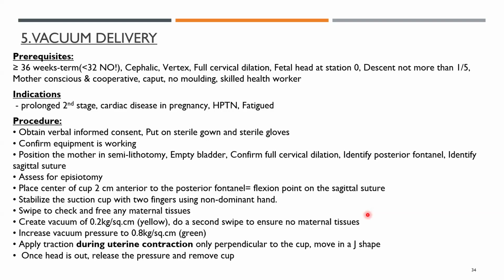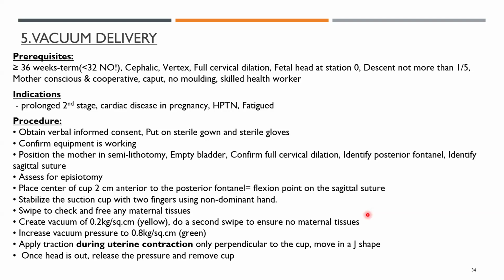Number one, obtain a verbal informed consent. If you can't get a consent, at least inform the mother what you're doing and why you're doing it. Put on your sterile gown and your gloves. Make sure your equipment is working. So what do you do when I say make sure your equipment is working? Place the suction cup on your hand and create a suction to see whether that suction is working. Next, you position the mother in a semi-lithotomy. Ask her to empty the bladder.